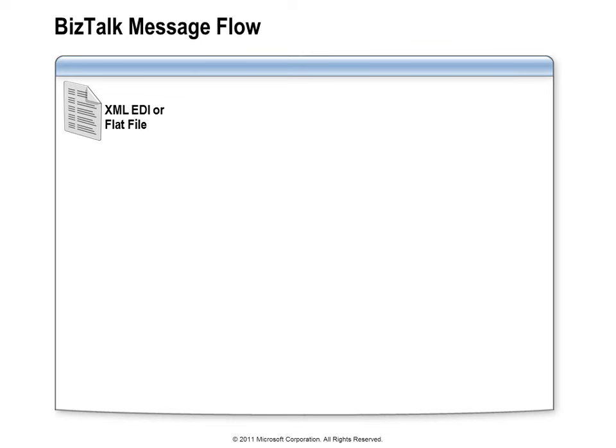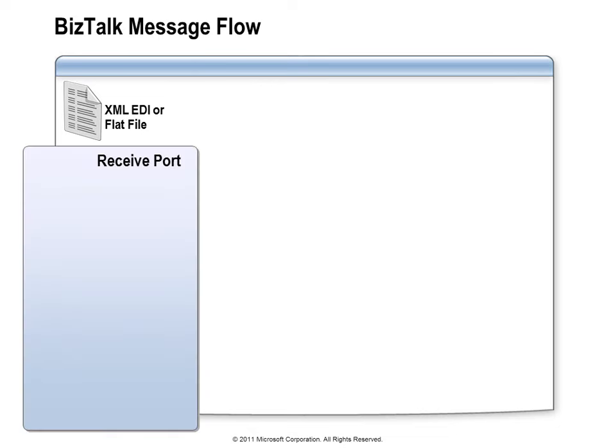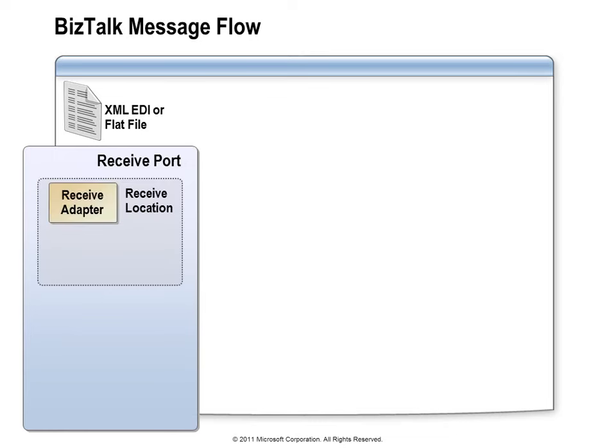We're going to assume that this message arrives from our trading partner named Contoso, and it arrives in their flat file format. Our application is going to accept that through a receive port, and our receive port, of course, is going to have at least one receive location. The receive location actually contains two components: the receive adapter that knows how to receive a message via some protocol, and a receive pipeline that knows how to convert that message into a format that our application can use.